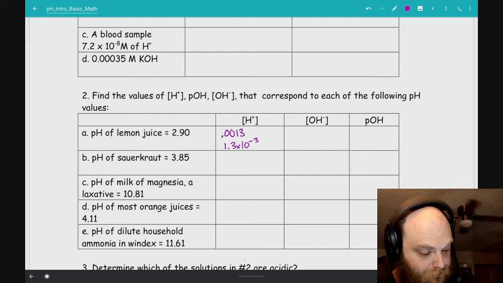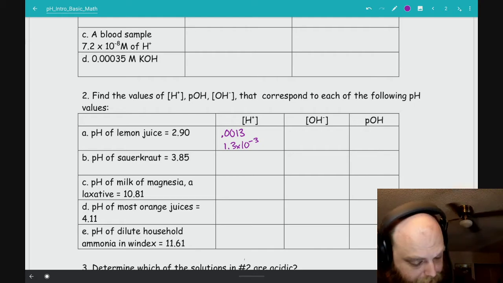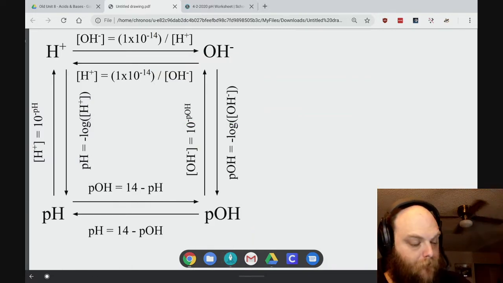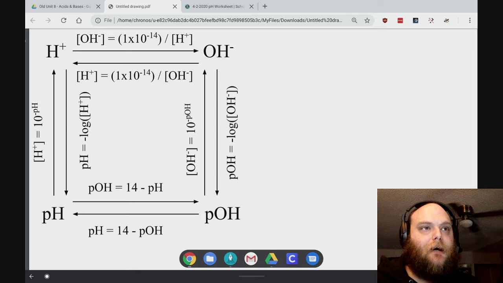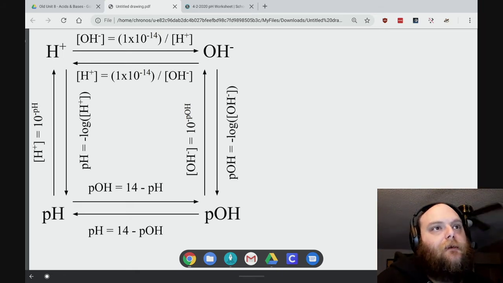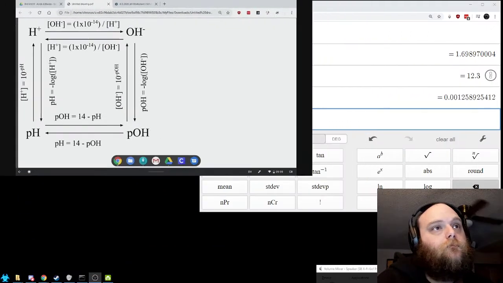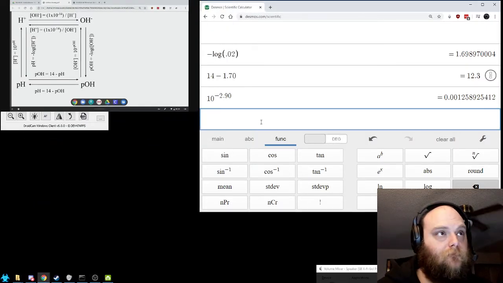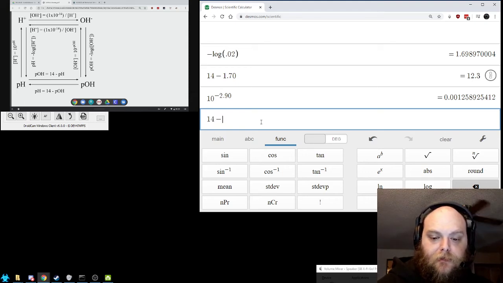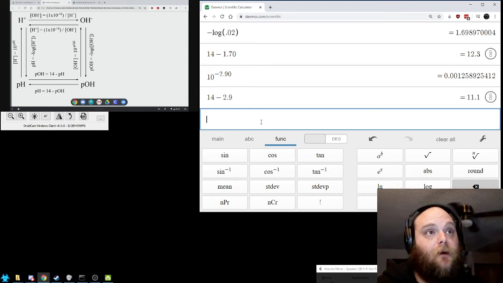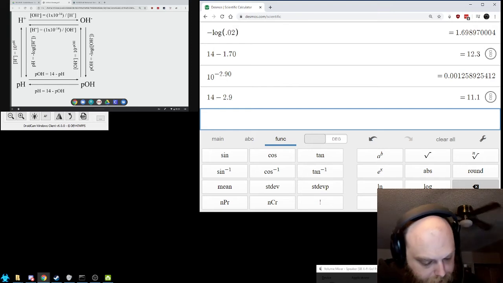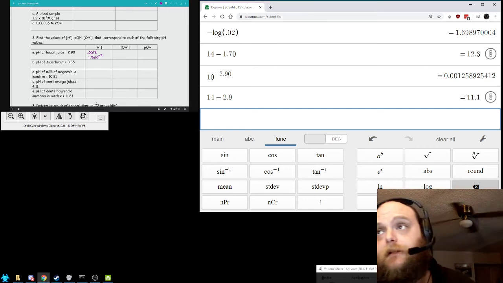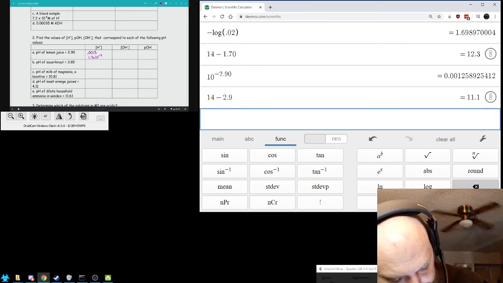But we have a pH. And when we're given a pH, remember, we can figure out the pOH. Remember, pOH is equal to 14 minus the pH. So let's go back to Desmos. We're given a pH of 2.9, so let's go ahead, 14 minus 2.9. And that gets us our pOH. So our pOH for the third block over is going to be 11.1.